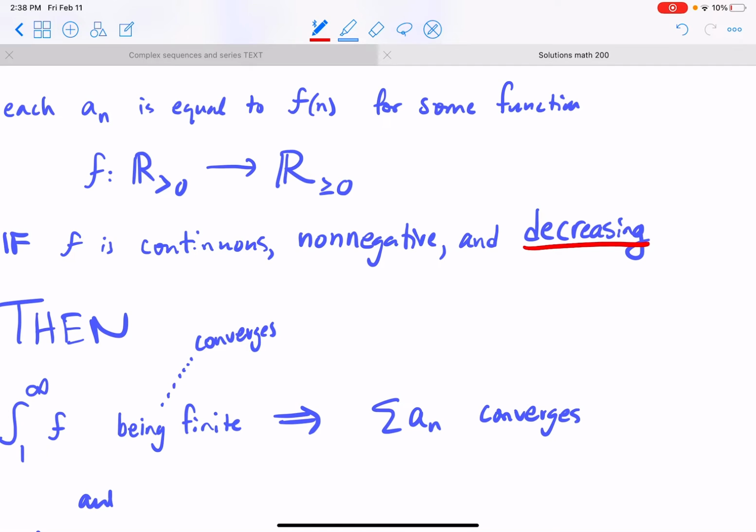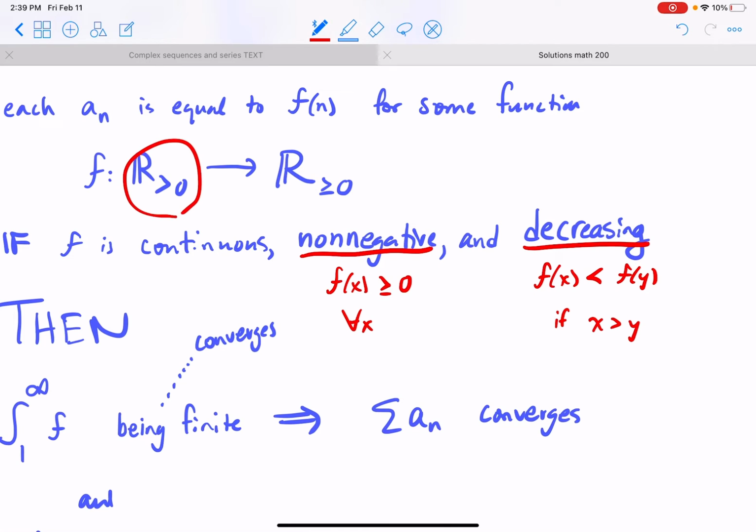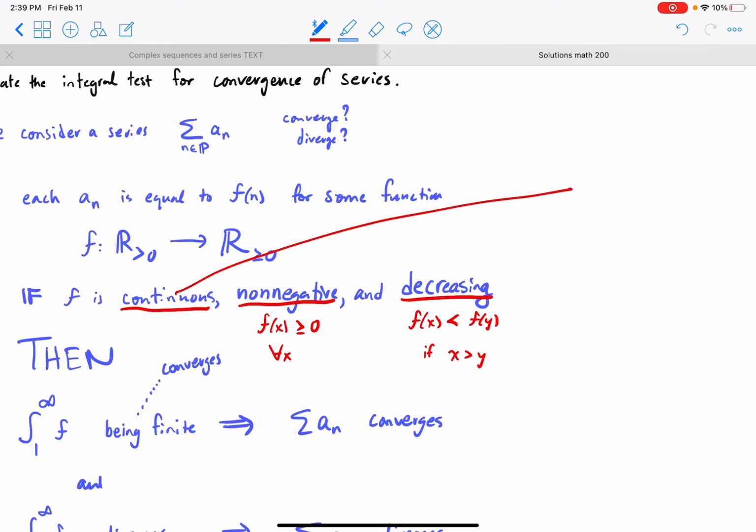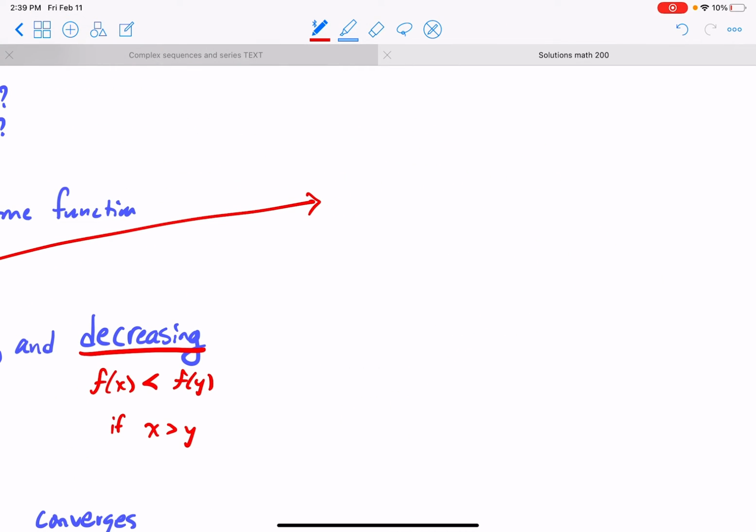How about decreasing? Well, that means that f of x should be smaller than f of y, if, well, it should decrease so if x is greater than y. Okay, this is one way to say decreasing. Non-negative means f of x is greater than or equal to 0 for all x, for all inputs. What about continuous? Interesting. When is a function continuous?